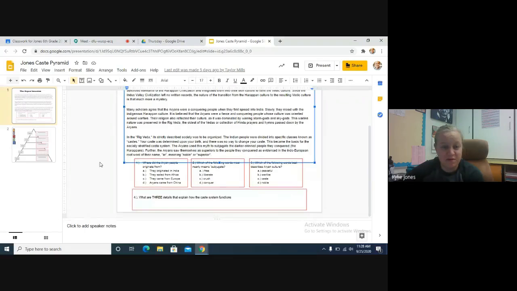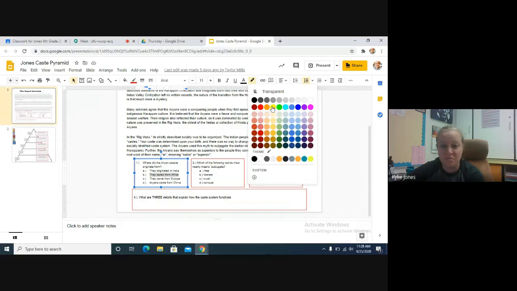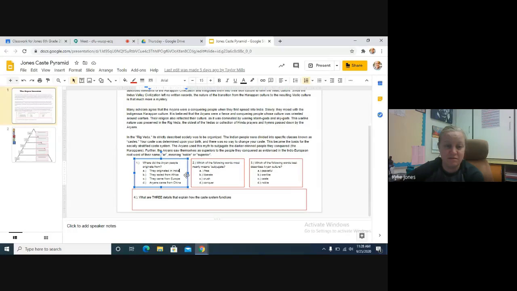So there's some information there, and you're going to use that information and the article we just read to answer these 4 questions. So you'll just highlight it. When you click in here, you can highlight it a different color, whatever color you want to, as long as I can read it. So you'll highlight the correct answer. It was not B, the one that I highlighted.